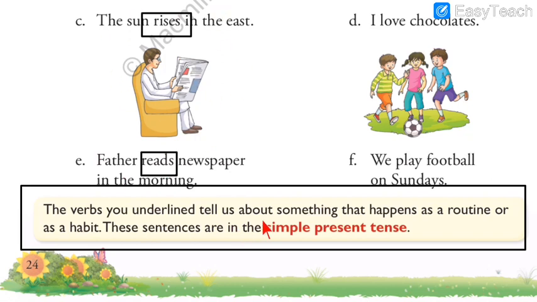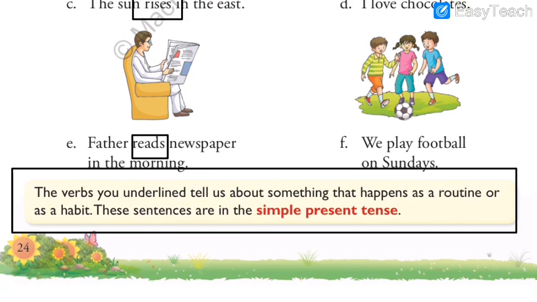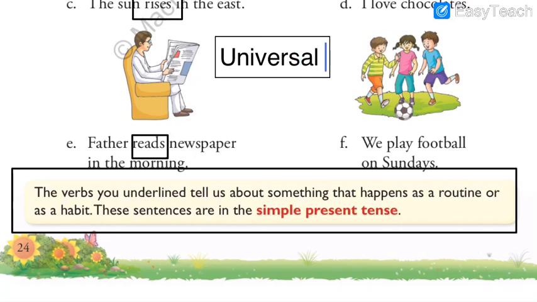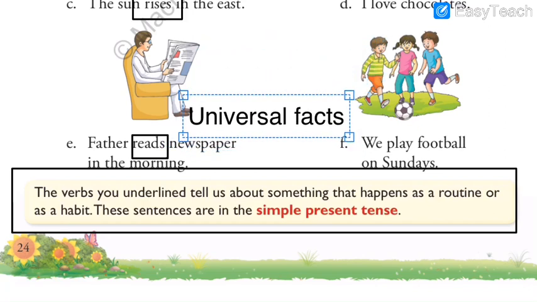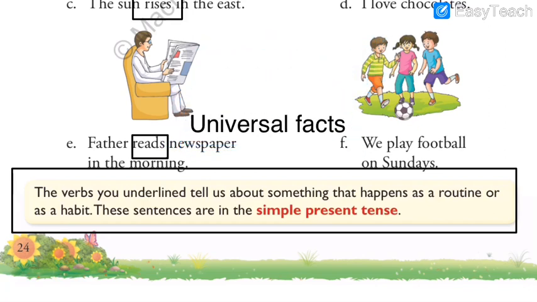Whatever you highlighted in short tells us about something that happens as a routine or as a habit. And one more thing other than the routine and habit, universal fact. Correct? Which is not written here. So let me just jot it down here so you can just read it. Universal fact. Or I should say facts. Correct? Because not one, all are included here.